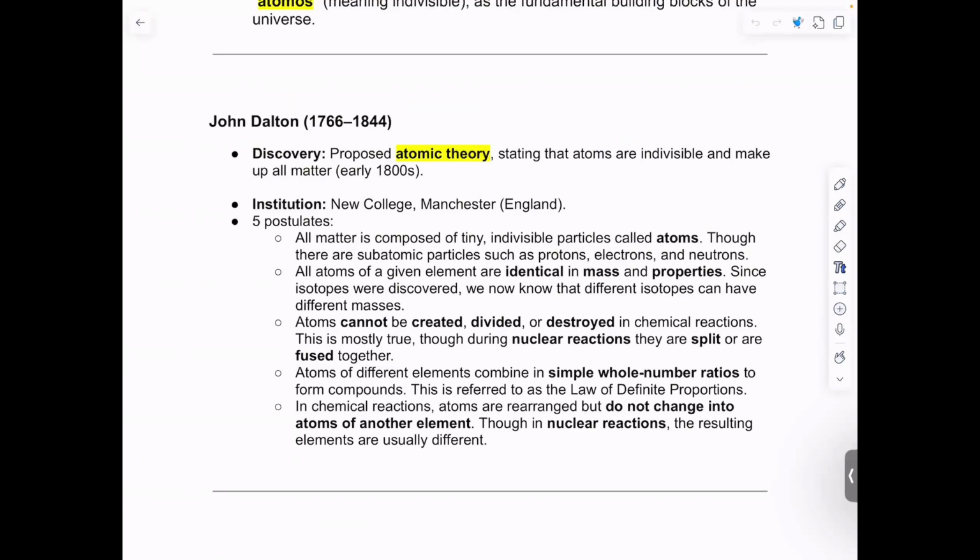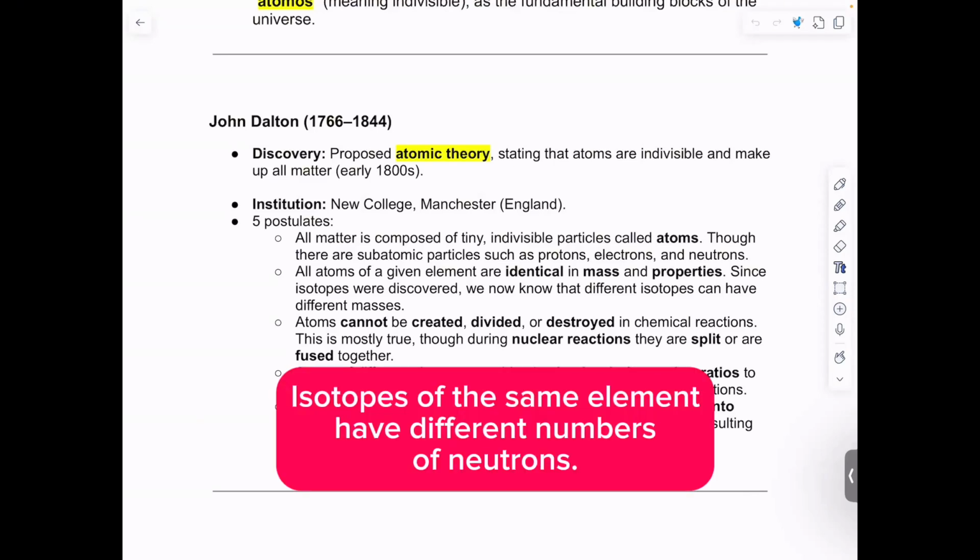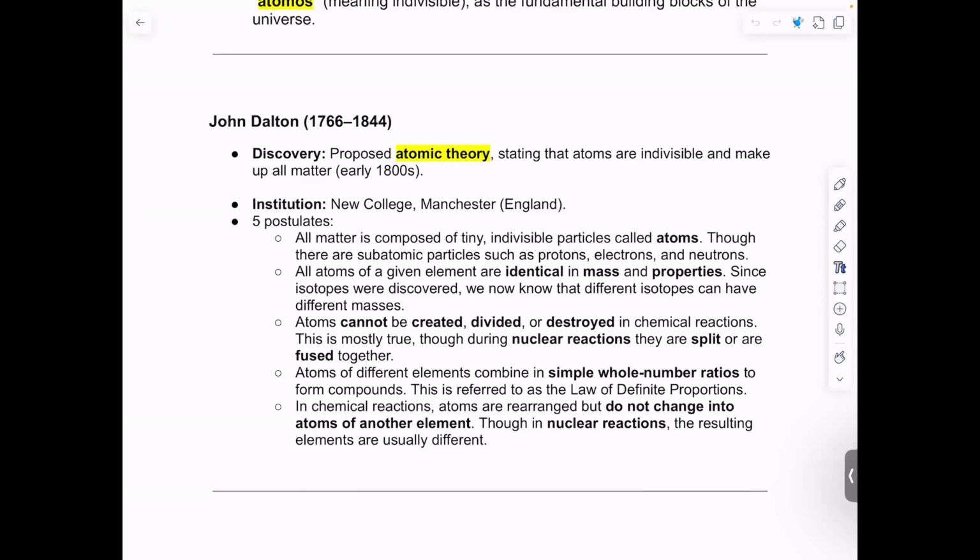Then he also said that each of the atoms of a given element have identical mass and properties. Now, we do have slight variations of elements called isotopes, which can be lighter or heavier than the accepted isotope on the periodic table. So that one was also contested or refuted. Then we also have that atoms cannot be created, divided, or destroyed in chemical reactions. Our exceptions here would be nuclear reactions, because those involve changes in the nucleus, and sometimes we split them or we fuse them together. So that would be an exception for the third one.